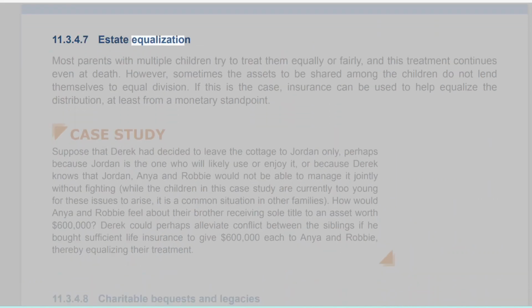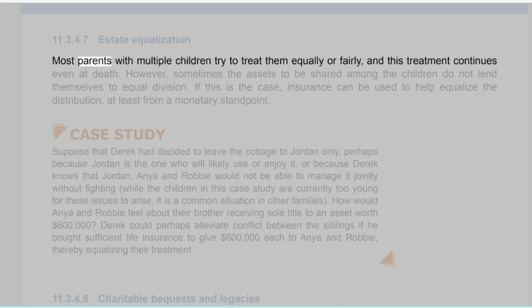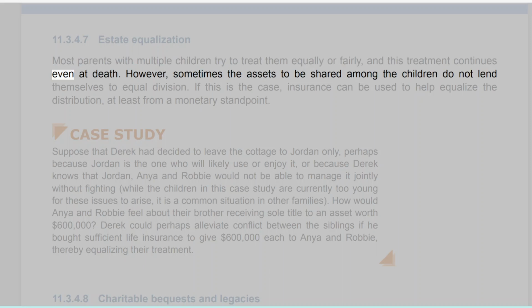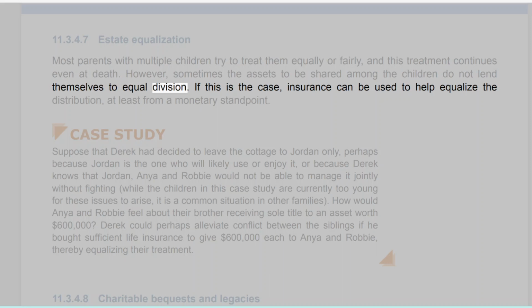1.3.4.7 Estate equalization. Most parents with multiple children try to treat them equally or fairly, and this treatment continues even at death. However, sometimes the assets to be shared among the children do not lend themselves to equal division. If this is the case, insurance can be used to help equalize the distribution, at least from a monetary standpoint.